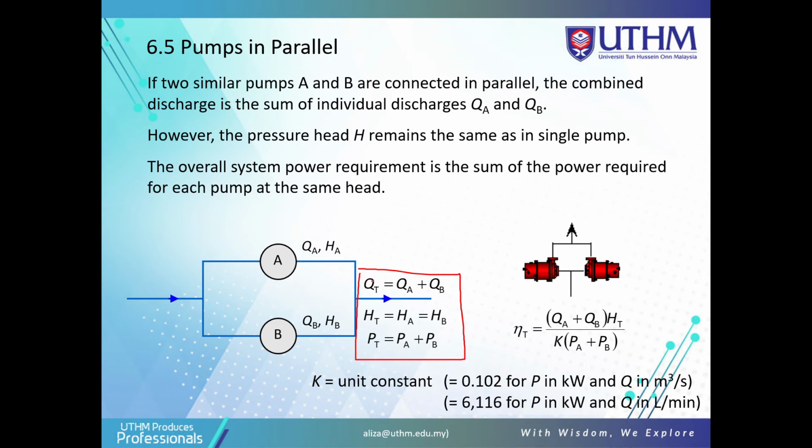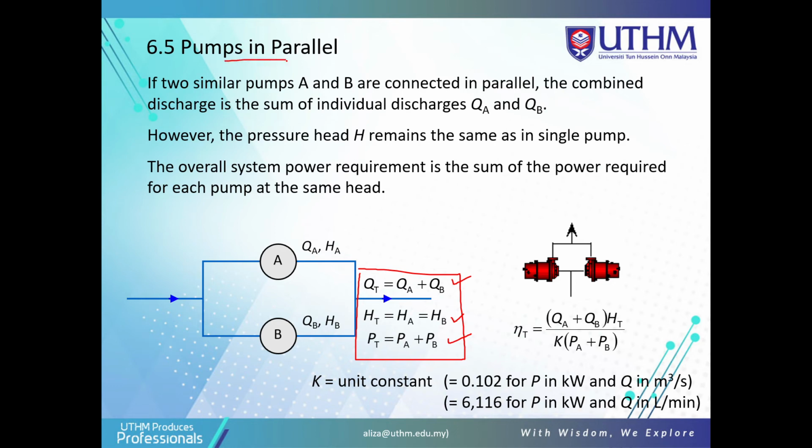The Q total for pumps in parallel is equal to QA plus QB. So you get the Q total. For head, H is the total head, equal to HA and also HB. And PT is the total power. The power in the pumps is equal to the power at pump A plus the power at pump B, as the basic assumption here. So you just remember this concept for pumps in parallel.